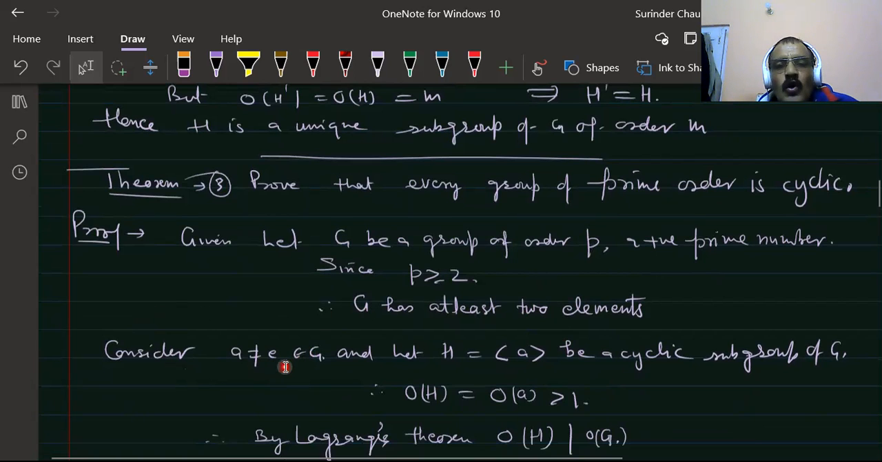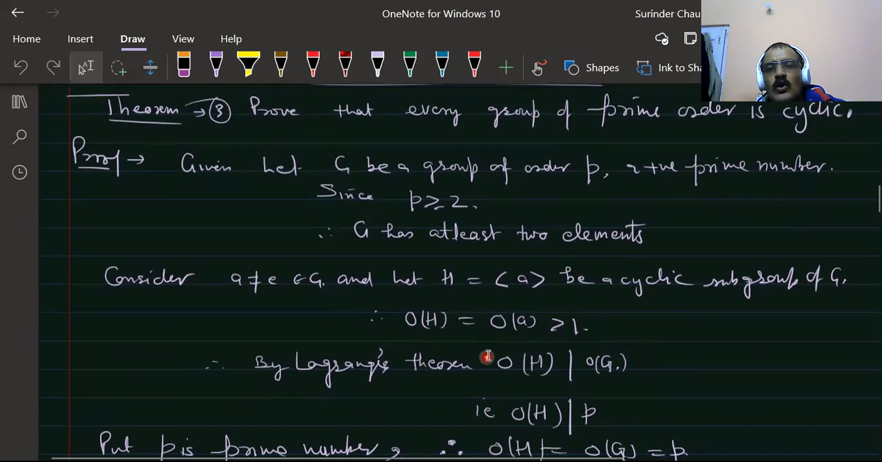Consider A is not equal to E. We have taken element E as one element of G, so we have taken the other element. Consider A not equal to E, A belongs to G, and H is generated by A. So H is a cyclic subgroup of G. If it's generated by A, we know the order of the identity element is 1. So if A is not equal to E, the order of A will be greater than 1. So order of H is equal to order of A, as H is a cyclic subgroup. So order of the subgroup and order of the element which generates it are equal, and that must be greater than 1 because A is not equal to identity element. Order of identity element is 1.